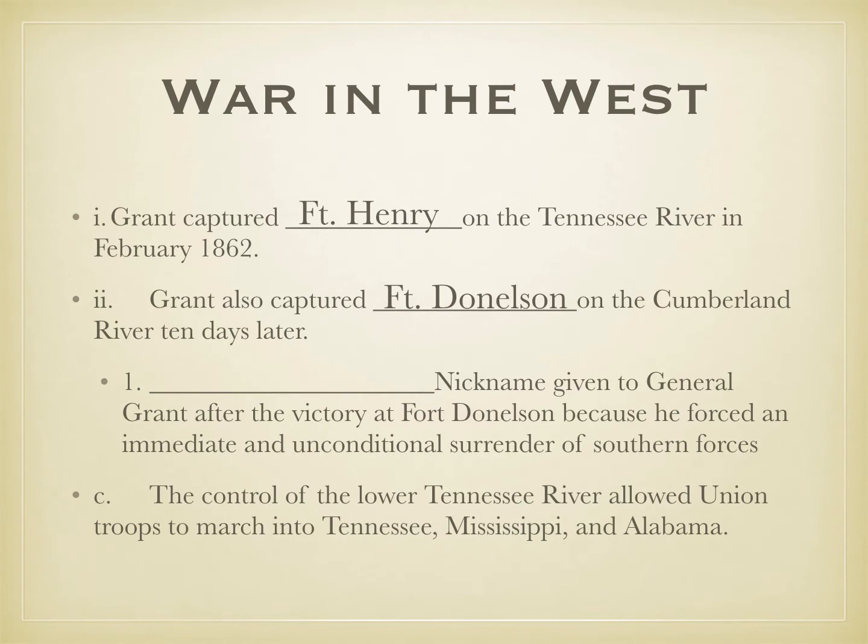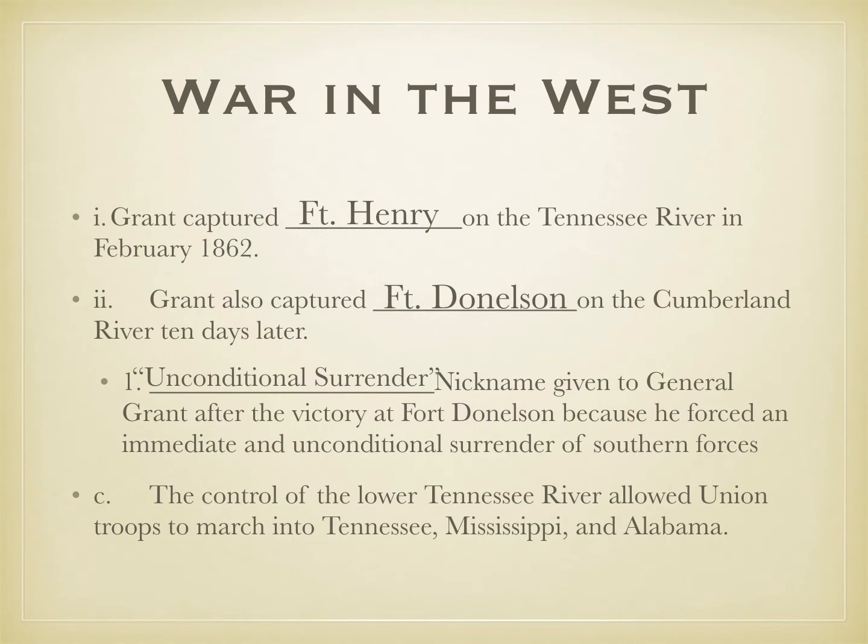Now, Grant has his own nickname. It's not as cool as Thomas Stonewall Jackson, the Confederate leader. It really comes because he doesn't accept any terms when it comes to surrender. It's just surrender and you're done. And so his nickname is Unconditional Surrender Grant. Not catchy, but it is his nickname. All right, so the control of the lower Tennessee River allowed Union troops to march into Tennessee, Mississippi, and Alabama, which is going to be very important when it comes to splitting the Confederacy in half.